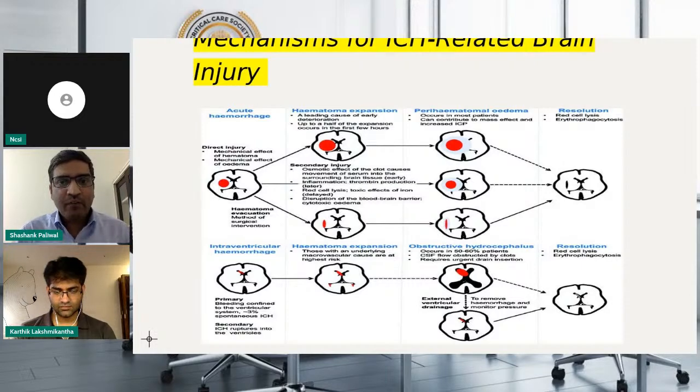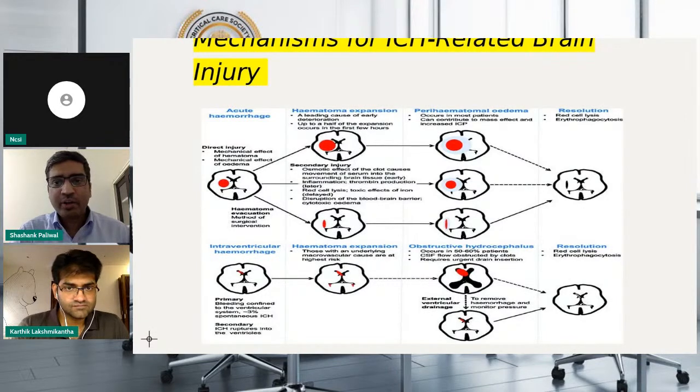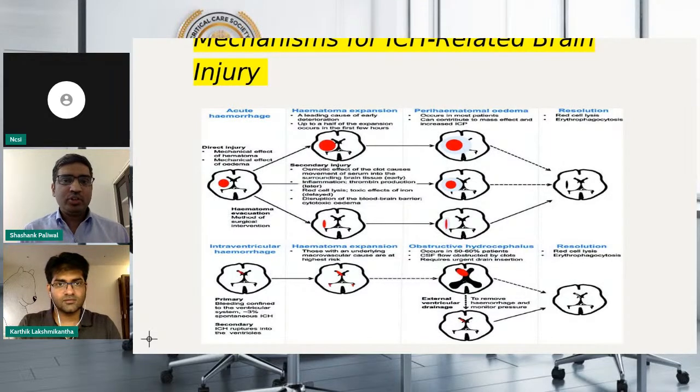This hematoma expansion is seen very early in the ICH, and is a leading cause of early deterioration as well. Up to half of the expansion occurs in the very first few hours, so these hours are very, very crucial, and this may again lead to secondary injuries. Then, as I've already mentioned, perihematomal edema: the direct risk factor is the size of the hematoma. If the size of the hematoma is more, the edema will be more. And again, the edema causes raised ICP, hypoperfusion, and different features of edema.